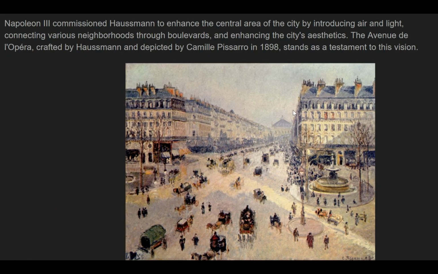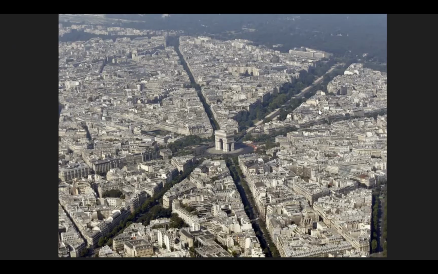So not only is it, of course, for the political reasons, but also it's to introduce air and light, to connect the city, to make this more accommodating to the huge population boom that's occurring. And so here's our modern day city of Paris, and look how orderly and designed, organized it is. And also, what do we notice? Greenery, right? These trees along the boulevards, and we'll talk about the parks.